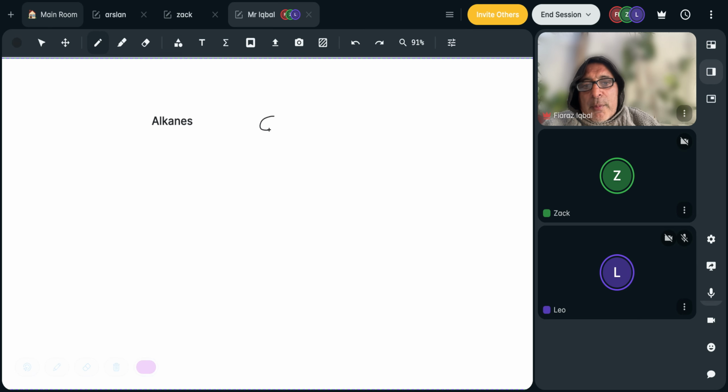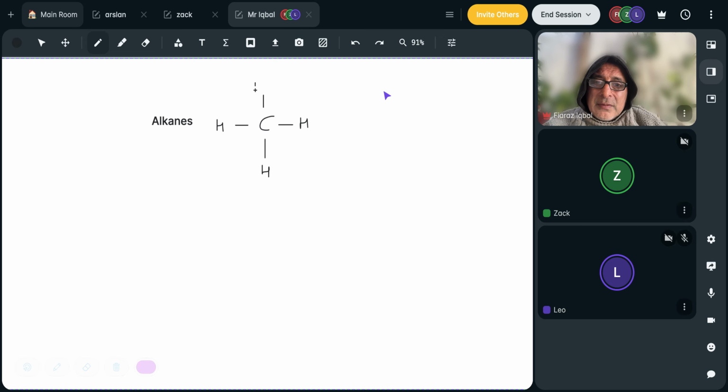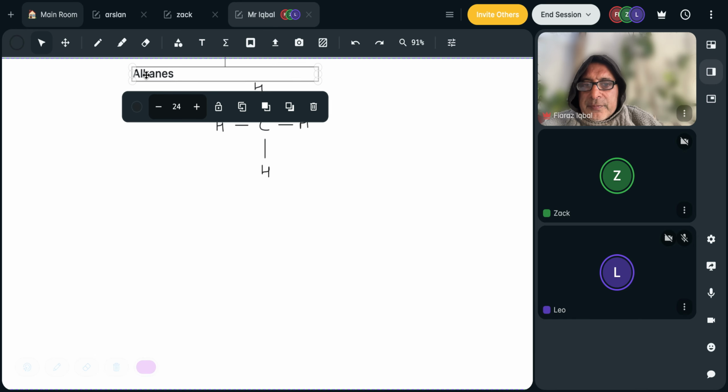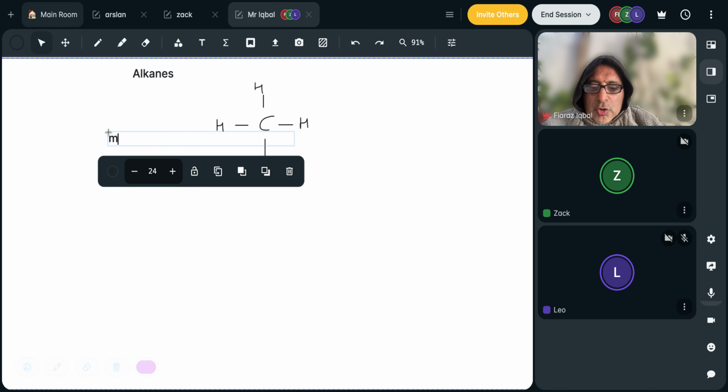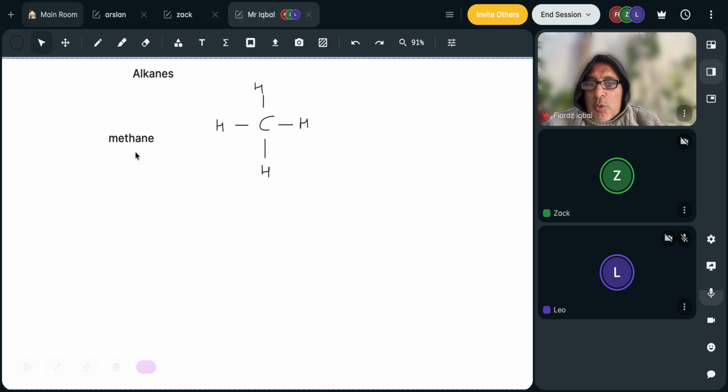Alkanes are made from a carbon atom with four bonds. All carbon atoms must have four bonds. It's group four. I know I say this at the start of every time we do organic, and it is surrounded by hydrogens. This is the simplest of alkanes, and this is called methane. Let's just move that up. Let's call this methane. All that should make sense because it's what we did last week.